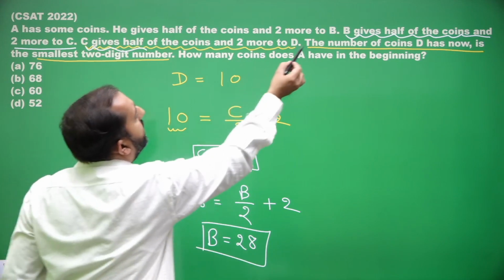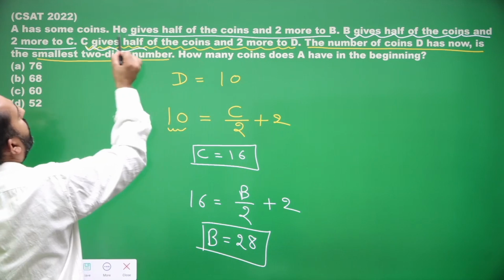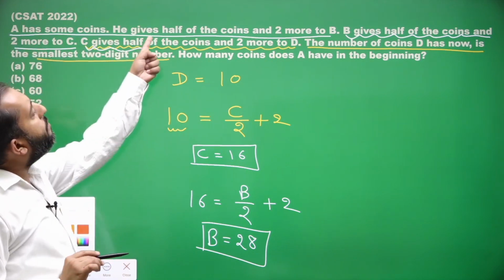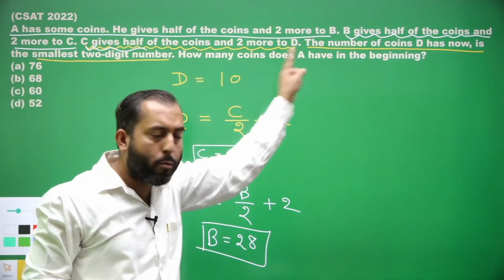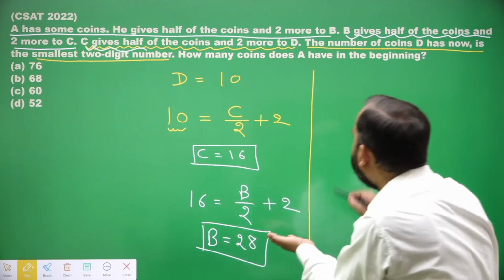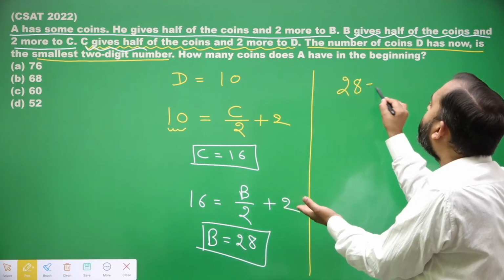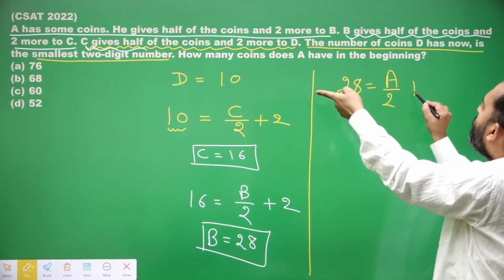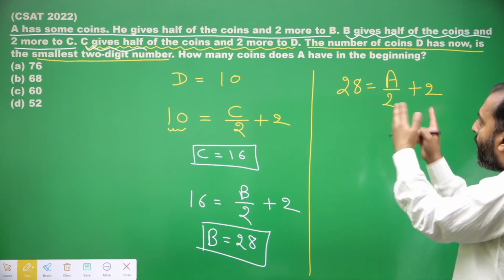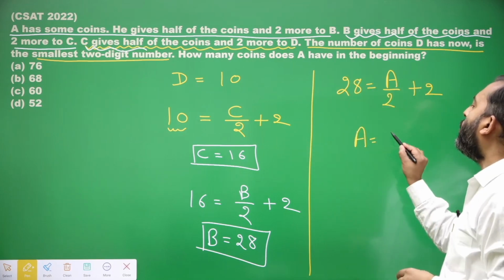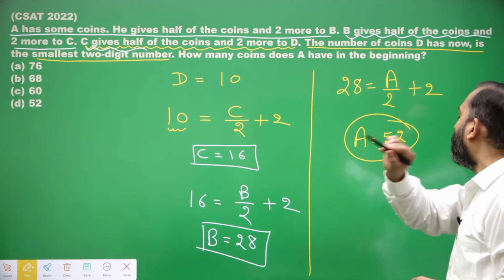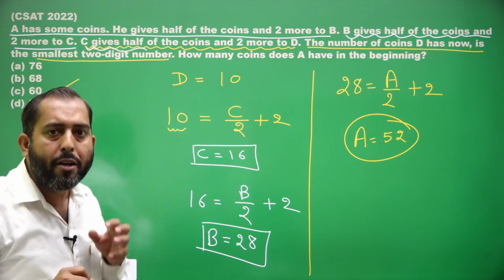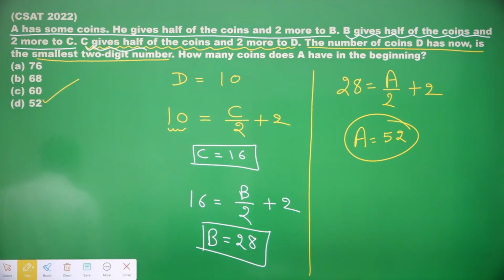And finally, let's talk about what the first statement is saying. A has a certain number of coins with him and he gives half of his coins and two more to B. So the number of coins with B, that is 28, is there because A has given half of his coins and two more to B. If you solve this, A comes out to be equal to 52. So the number of coins with A in the beginning should be 52. Please make a note of it.